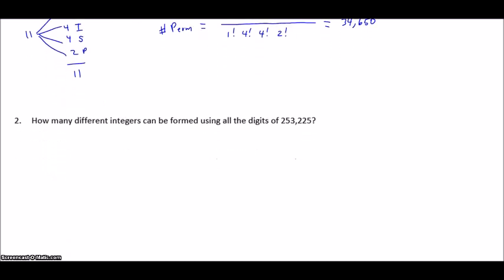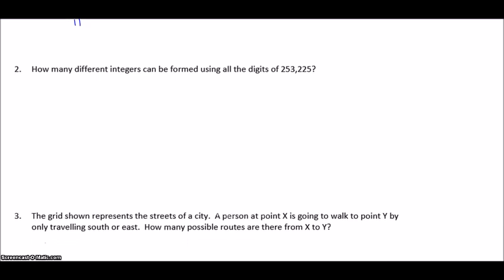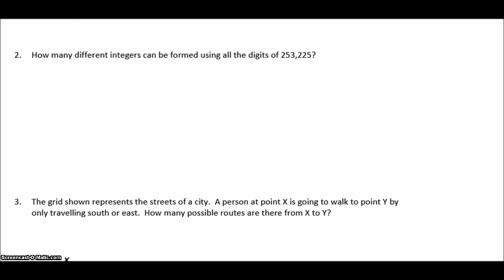Okay, so hopefully you've got the gist of this by now. So example 2 is just a different spin on it. In this case, instead of rearranging letters, we're going to rearrange numbers. So the same thing: how many different integers can be formed using all the digits of 253,225? And again, these 2's are going to be indistinguishable, as are the 2 5s.